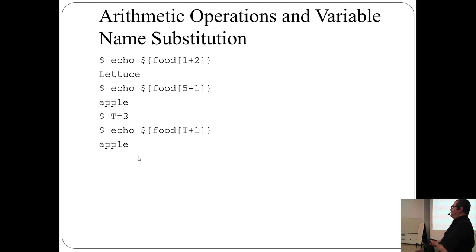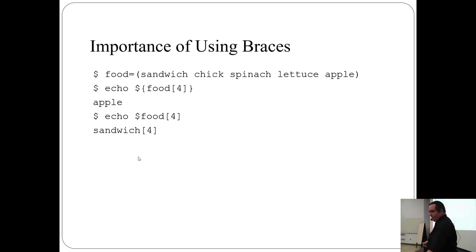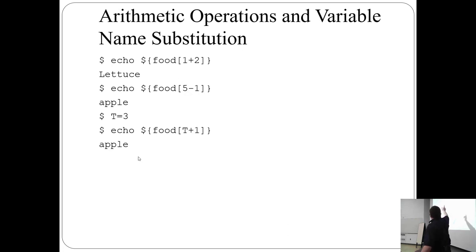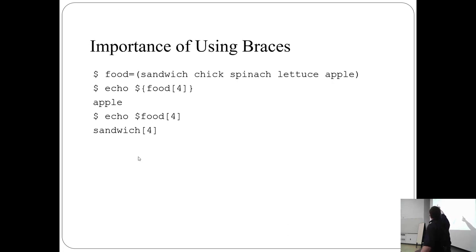As always, you can play with your array numbers. You can put in math. So you want food starting at position 1, add 2. And if I go back, you'll see it'll say lettuce. Position 1 is chicken, plus 2 is lettuce. You can also go 5 minus 1. 5, which is actually not even going to be in there.